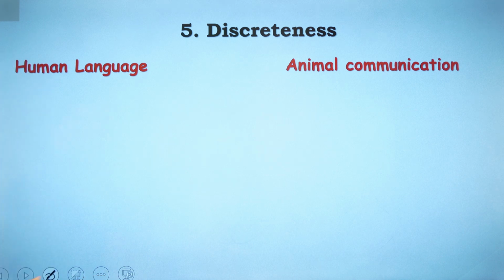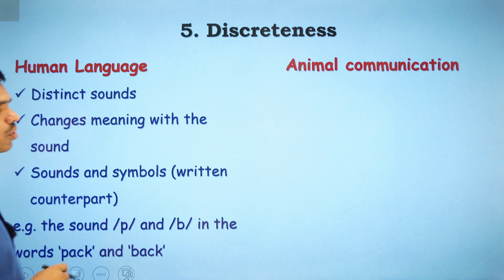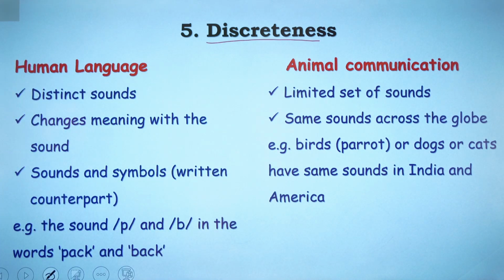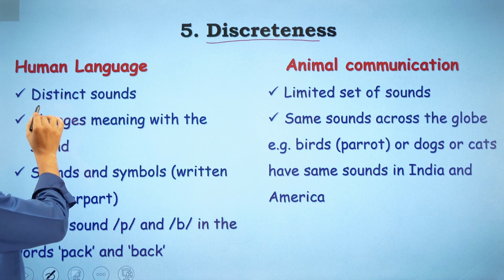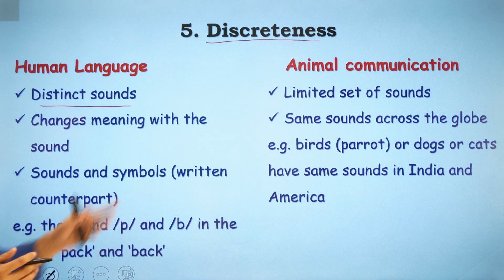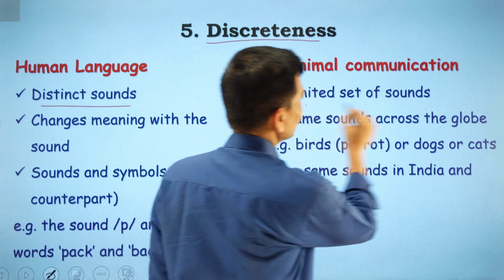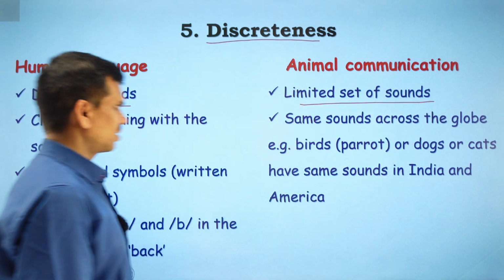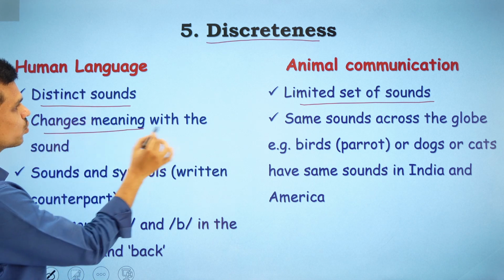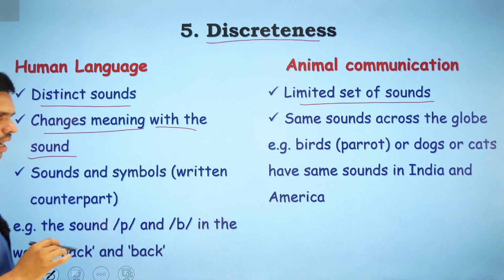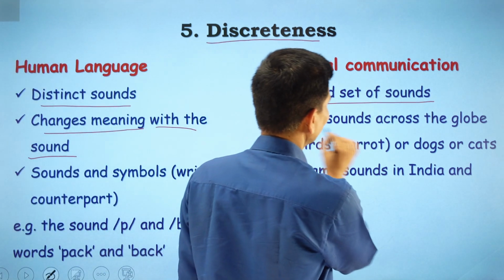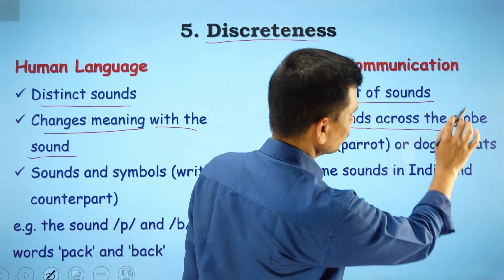Next feature we have is discreteness, and this feature is also very important regarding both languages. What is discreteness? Discreteness is nothing but distinct sounds. We have different types of sounds in a human language, but we have a very limited set of sounds in animal communication. The second difference is that we have different types of meanings with the same sound, and in animal communication we do not have this kind of thing, meaning the same sounds across the globe.